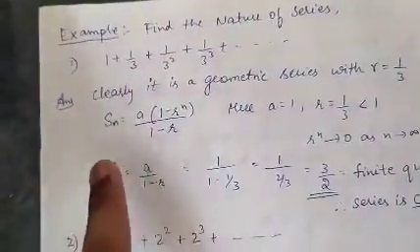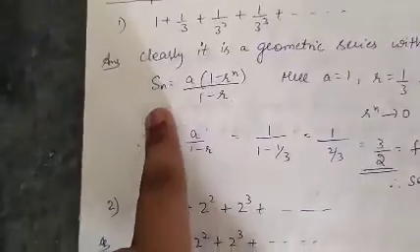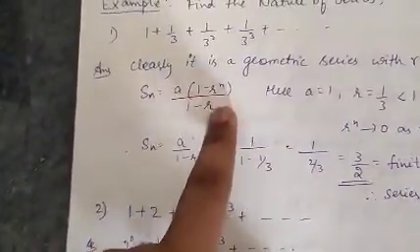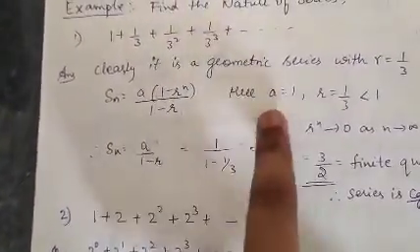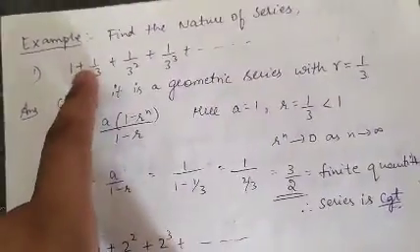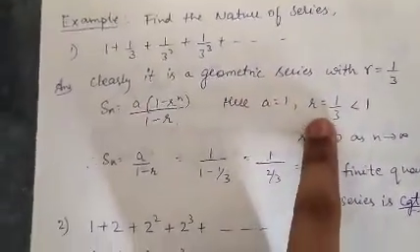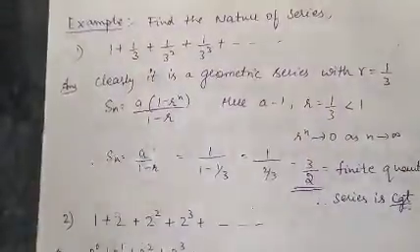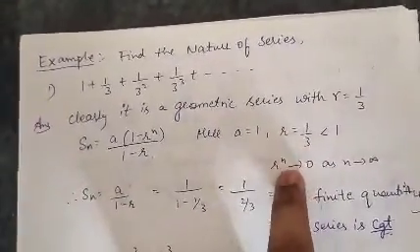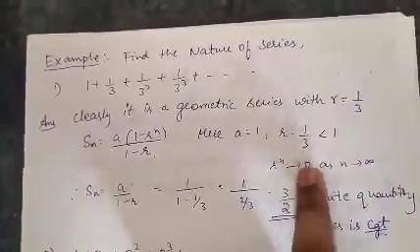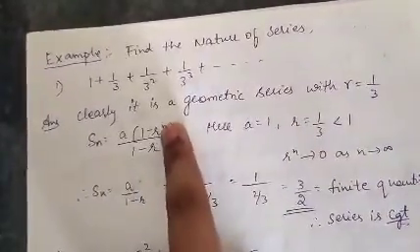Again, if your r is less than 1, what is the sum of first n terms in a geometric series? a into 1 minus r power n divided by 1 minus r. And here a is 1, because the first term is 1, and the common ratio is 1 by 3. As you already studied, since r is less than 1, r power n tends to 0 as n tends to infinity. So this term is 0.